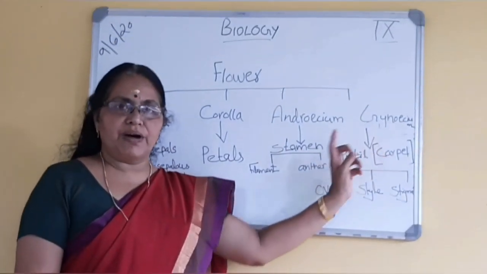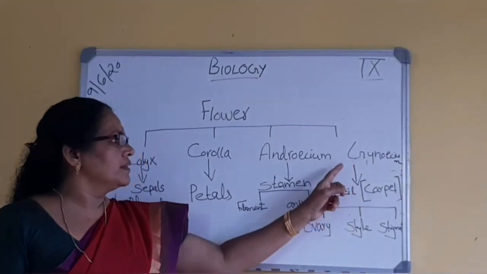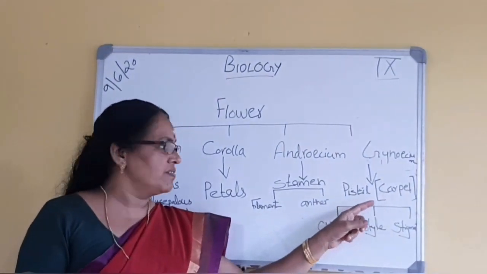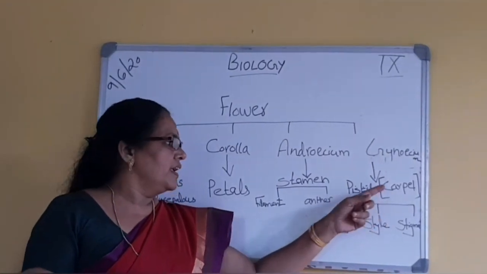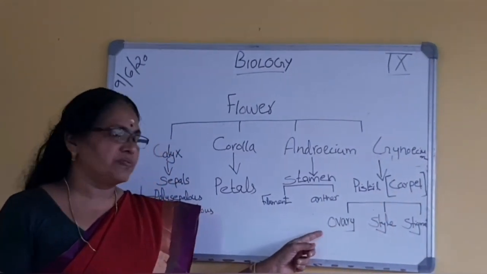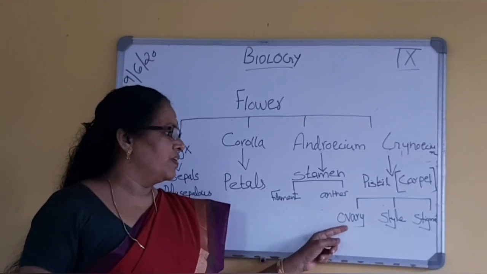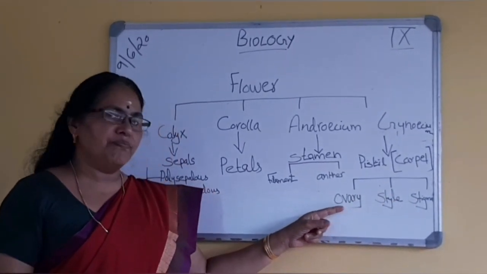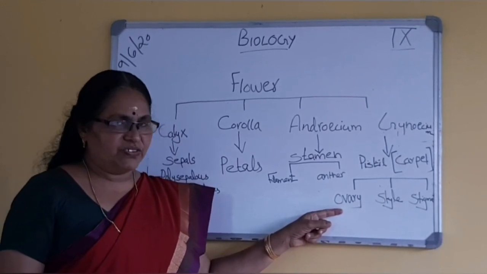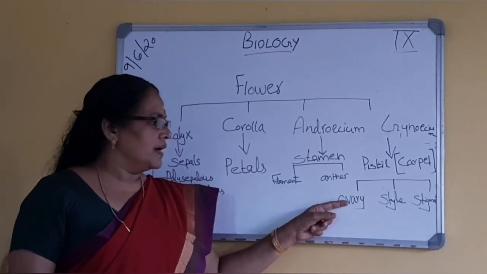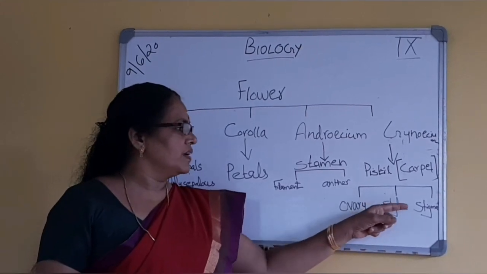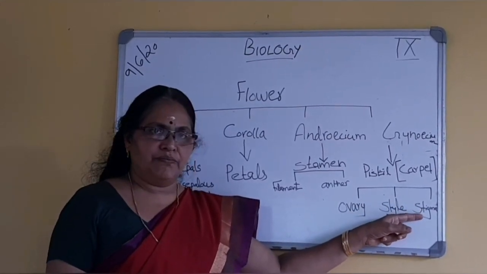Gynoecium. This is the female part of the flower. And this consists of the pistil. Pistils are also known as carpel. Each pistil or carpel consists of three parts: ovary, style, and the stigma. Ovary is the basal part of the pistil. It contains the ovules. Then the tip of the pistil is called the stigma.